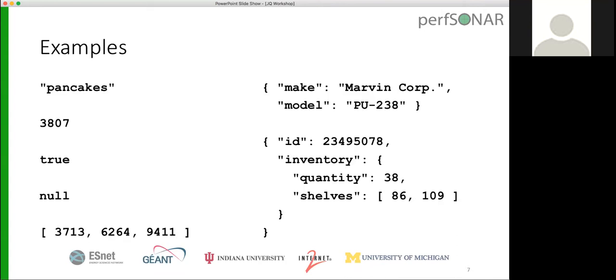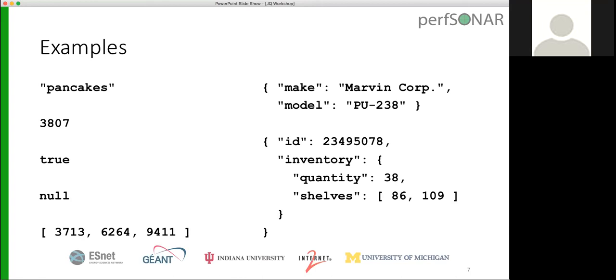Here are just a few examples of what pieces of JSON would look like. Down the left-hand column, you have a string, you have an integer, you have a Boolean value of true, you have the null value. Down at the bottom, you have an array of integers, 3713, 6264, and 9411. And on the right, you have a couple examples of objects. And these are actually pretty intuitive as to what they are. You have pairs that you look up. The thing on the left side of the colon is the key. So in the first example, you have a make and a model for keys.